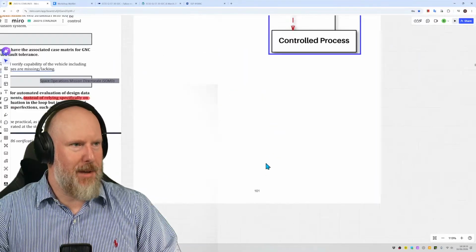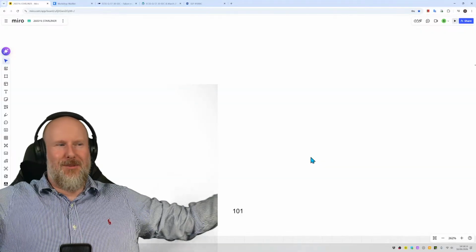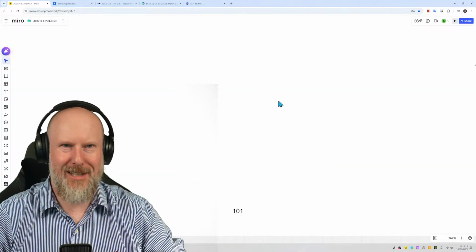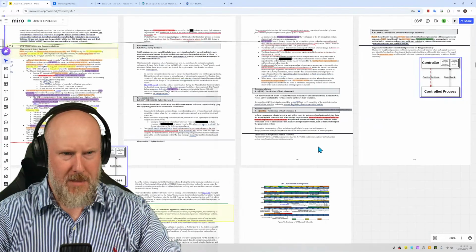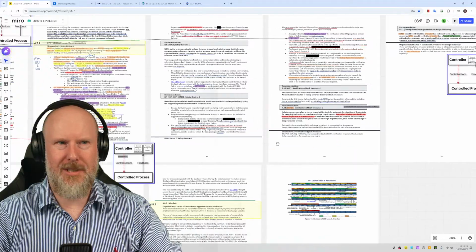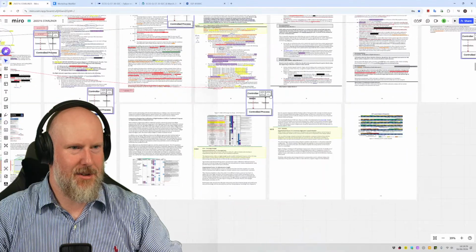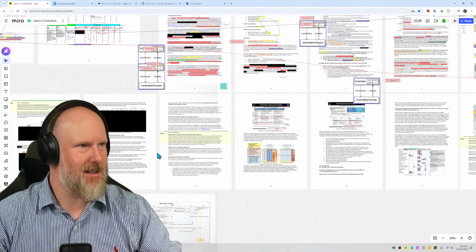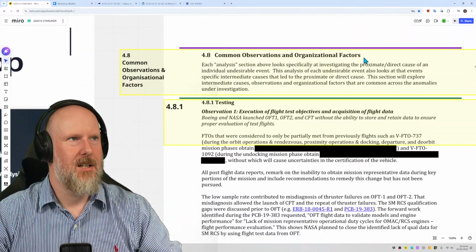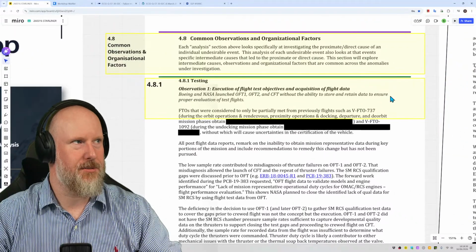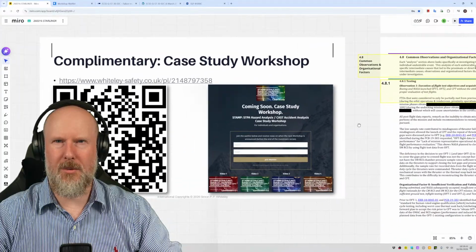So there we go. So that is page 101, everybody. Look at that. We're a third of the way through of 311 pages almost, give or take a few fluff pages. So we're doing well. This is fantastic. So looking at the time, it's 18:20 local time here. So let's see, this next section is section 4.8, Common observations and organizational factors. I think what we'll do is we'll look at that tomorrow. We'll do that on the live stream tomorrow.